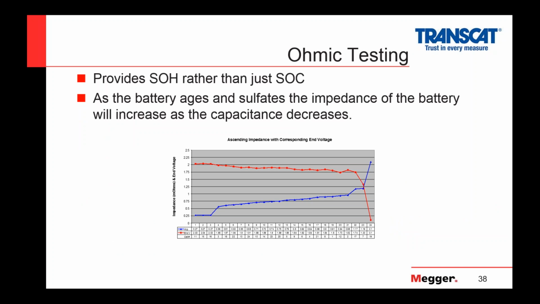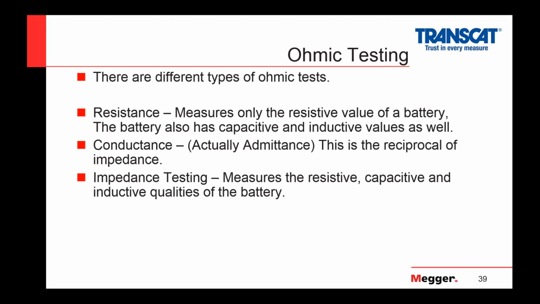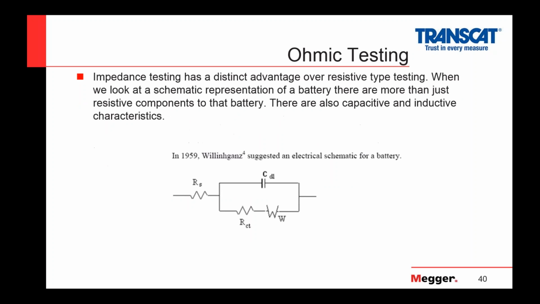As the battery ages, you have corrosion of the plates and plate sulfation, and as this happens, the impedance will increase in the battery. There are 3 types of ohmic testing: resistance, conductance, and impedance testing. And 2 of them are AC, impedance and conductance. Resistance is DC. The problem with DC is that it's only checking the resistive characteristics of the battery. A battery is not a resistor.